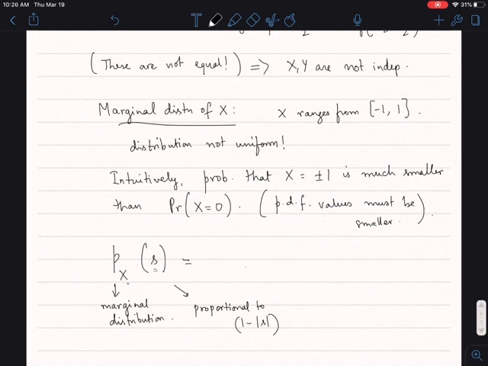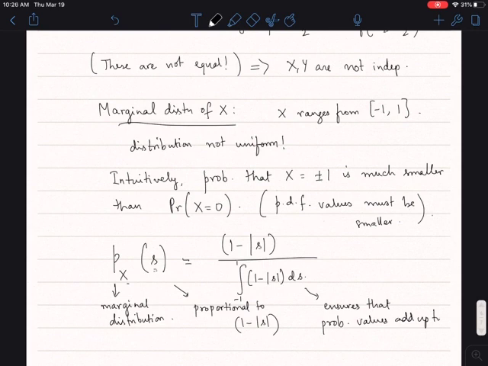So what does that mean? It's 1 minus absolute value of s divided by a normalizing factor. What should that normalization factor be? It should just be the integral from -1 to 1 of the numerator, because having this normalization ensures that the probability values add up to 1. It's an exercise for you to compute that the integral evaluates to 1. So the denominator turns out to be equal to 1, and therefore the numerator is what remains, and this turns out to be exactly 1 minus absolute value of s. Okay, so this is what we have.